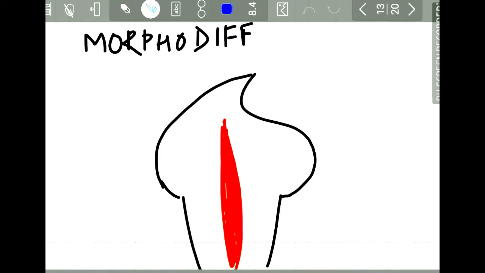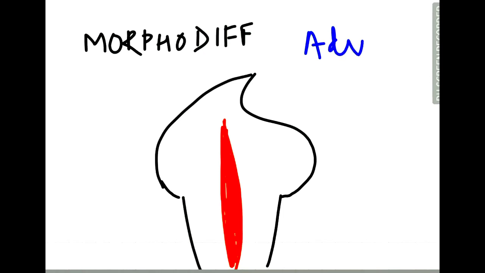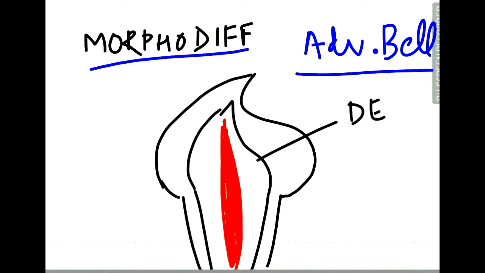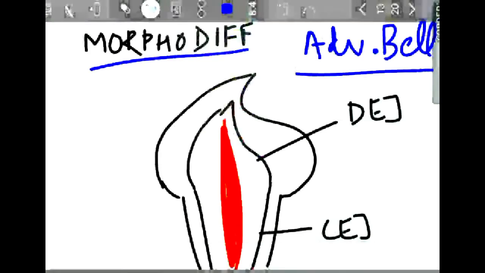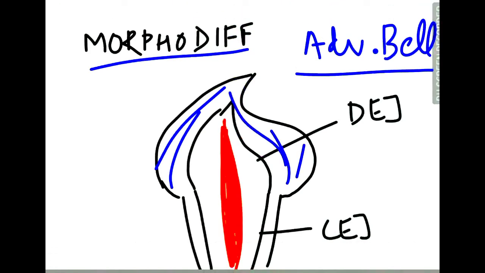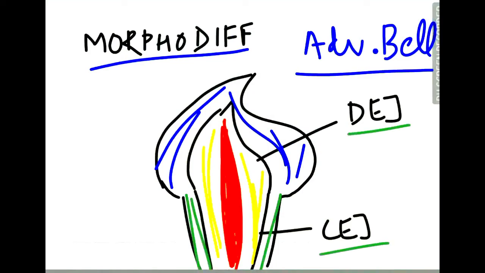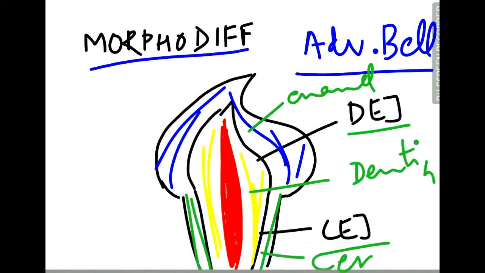Now the next process after this is the morphodifferentiation process. It marks the process of the advanced bell stage. In the advanced bell stage, we can easily appreciate the process of morphodifferentiation. According to this, the dentino-enamel junction and the cemento-enamel junction act as a blueprint, and in reference to this blueprint, the enamel and the dentine and the cementum are formed. So the DEJ and the CEJ act as a blueprint on which the enamel, dentine and the cementum form over the root.